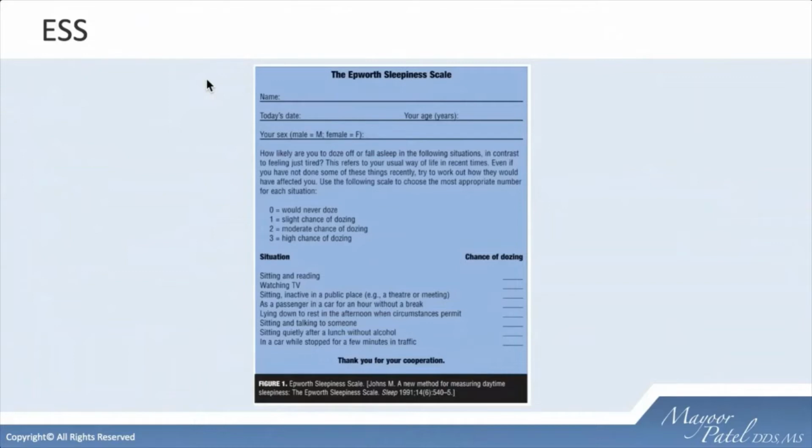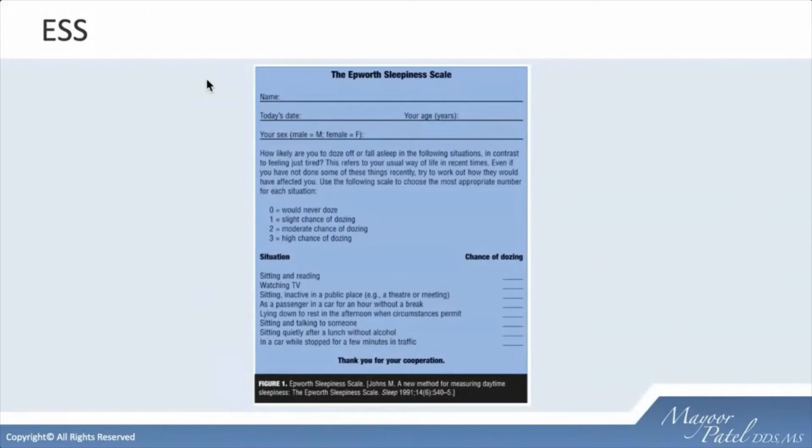And this is based on asking 8 questions of lifestyle and then rating it on a 0-3 scale, 0 being not likely to doze off, 3 being a high chance. And these questions go along the lines of sitting and reading. What's the chance of you dozing off on a 0-3 scale?